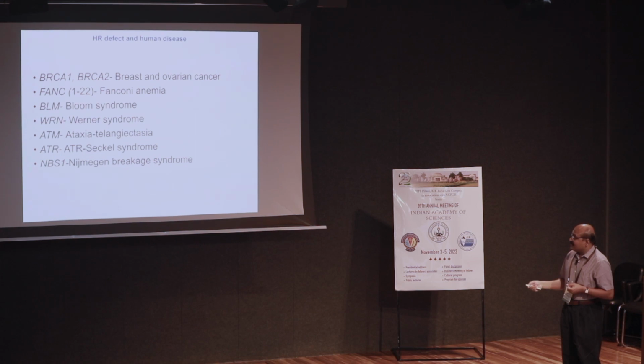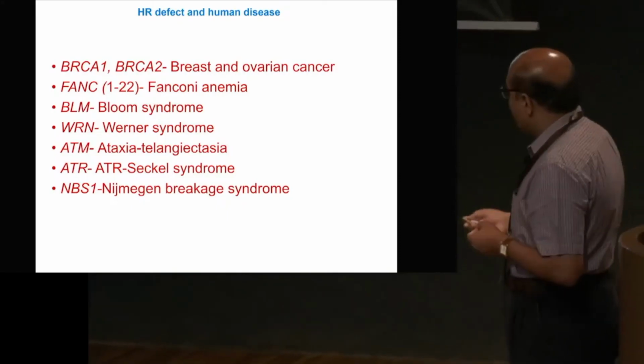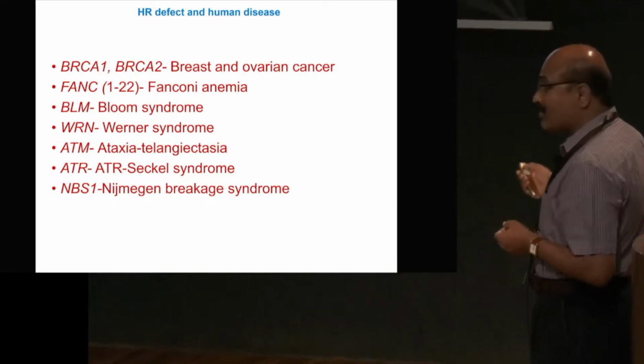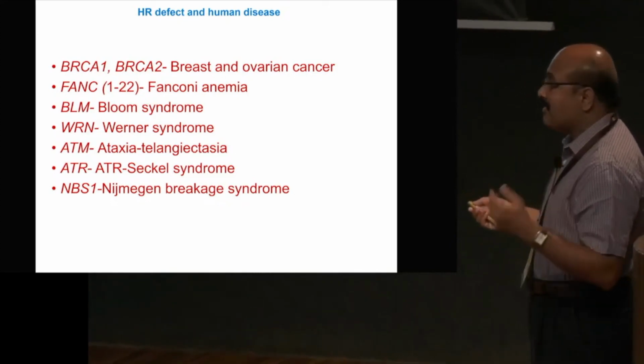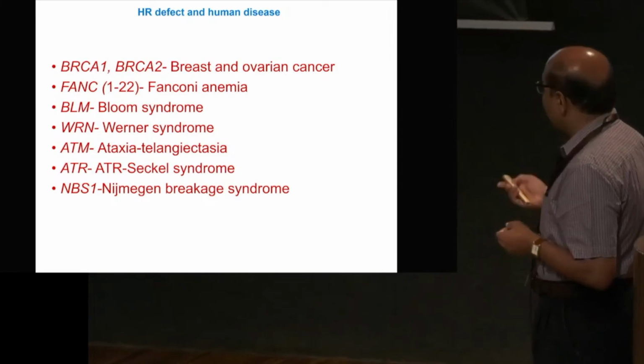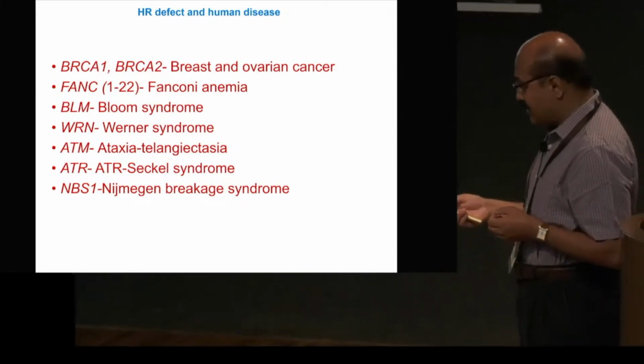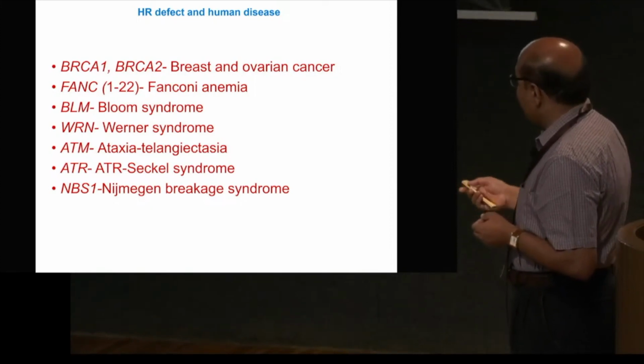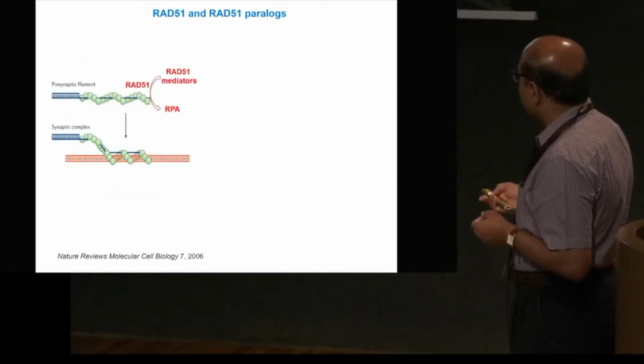Protein kinase mutations: ATM mutation leads to ataxia telangiectasia, and ATR kinase mutation leads to ATR Seckel syndrome. And MRN complex protein NBS1 gene mutation leads to Nijmegen breakage syndrome. These are all chromosome instability and cancer susceptibility genetic diseases. So that shows the importance of homologous recombination in taking care of the repair of the DSBs as well as in genome maintenance.